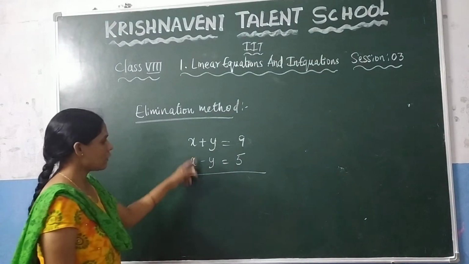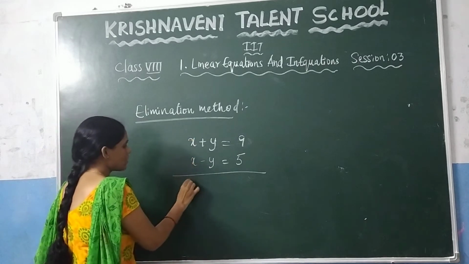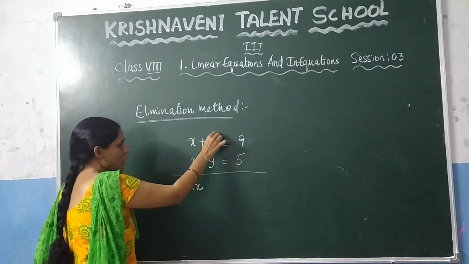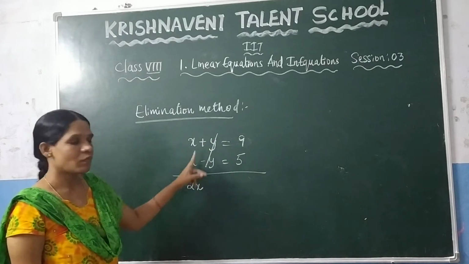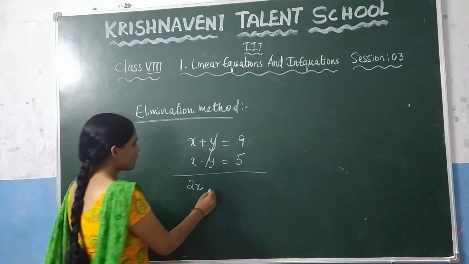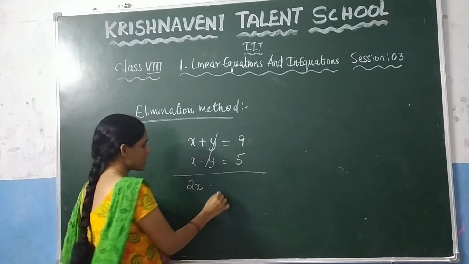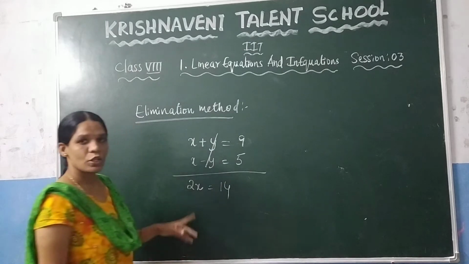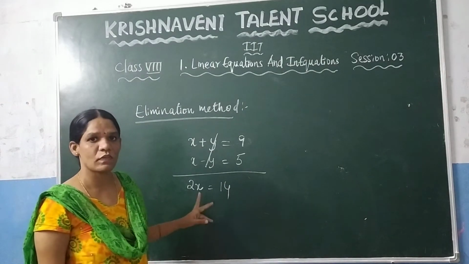If you add these two equations, you can observe here x plus x which is 2x. Here y minus y gives us 0. Here we are eliminating and cancelling one variable, so that you are getting the value 9 plus 5. What is the value of 9 plus 5? Which is 14. Right? You are getting an equation that consists of only one variable.